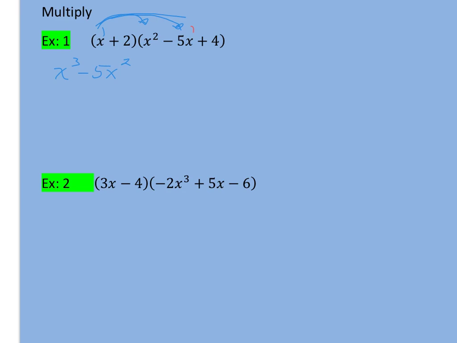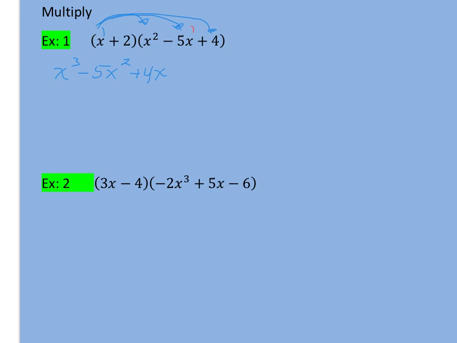I have one more distribution all the way over here. So this time I've got a coefficient of 1 times 4. That gives me a positive 4. And then x times nothing just means I tack the x on. So there's my first distribution.